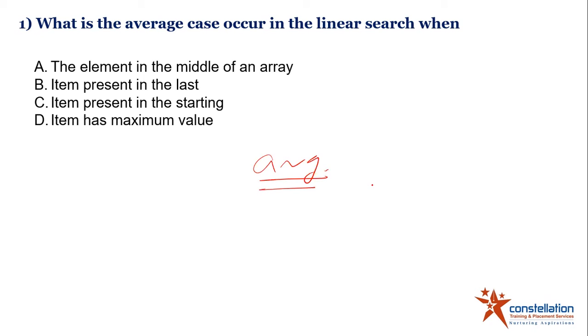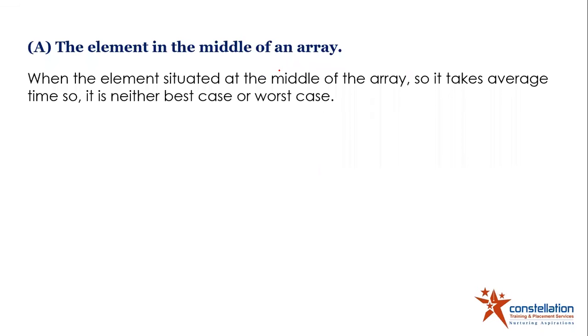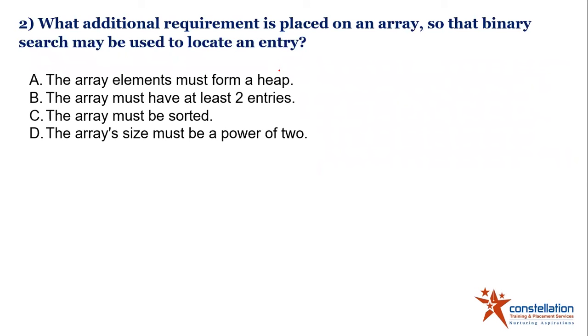We know that the average case can only happen when it is in the middle, right? Because if it is present in the beginning, that is the best case scenario. If we are talking about the end, that is the worst case scenario. But the average can only happen when it is in the middle. So the correct answer is A, the element in the middle of an array. Okay, now let us have a look at the second question.